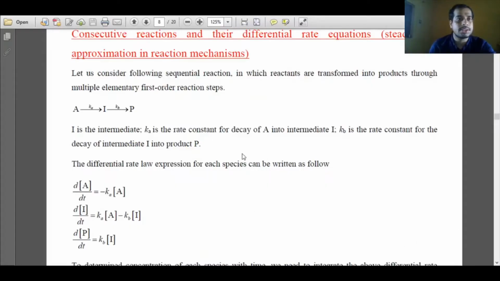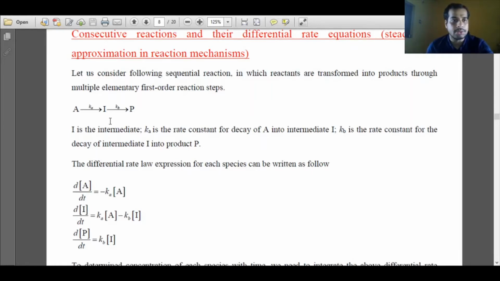Hello, in this session we will discuss consecutive reactions. We will consider a general consecutive reaction where reactant A is forming intermediate I, and further the intermediate I is forming product P. The rate constant for formation of intermediate I is Ka and the rate constant for formation of product P from intermediate I is Kb.